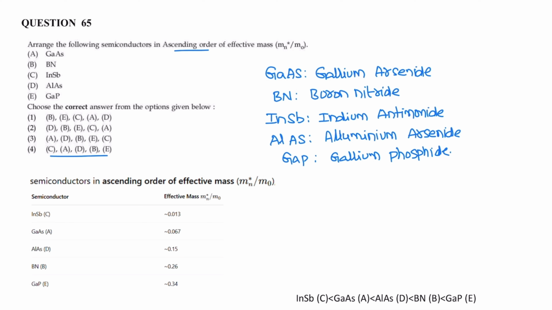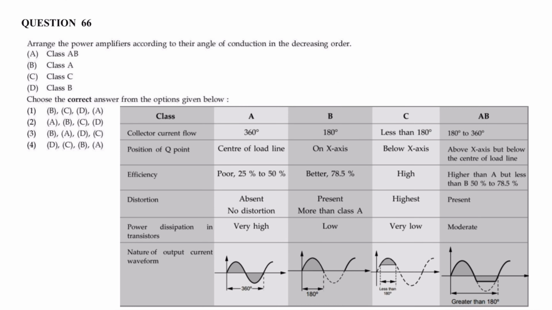Next question. Arrange the power amplifiers according to the angle of conduction. For class A power amplifier, conduction angle is 360 degrees. For class B power amplifier, conduction angle is 180 degrees. For class C power amplifier, conduction angle is less than 180. For class AB, it is in between 180 to 360 degrees. The correct option is 3.